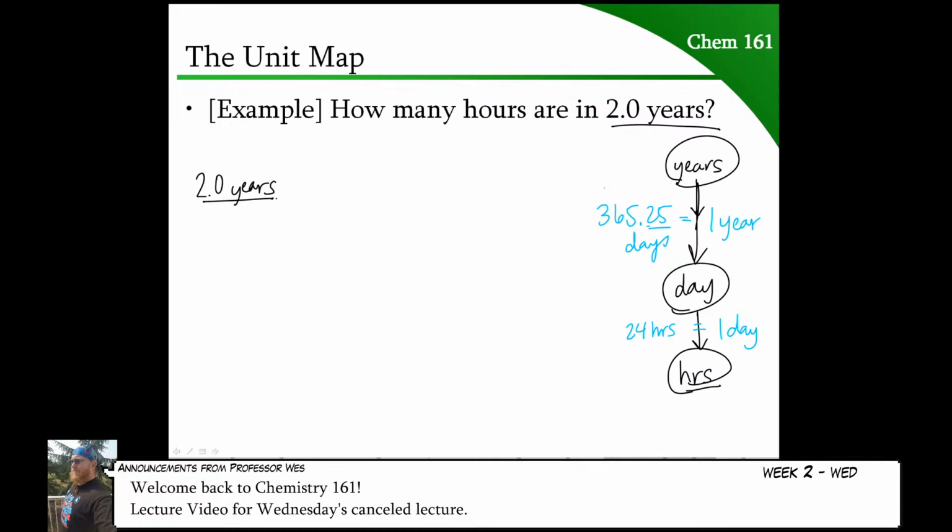So now we're going to set up our units just like before. I want to turn years into something else. Got to cancel it out, so I'll put years down there. On my chart, I have gone from years to days. But days is not the answer. So if I hit enter here and do the calculation, I'll get days. That's not what I want, so let's not do that.